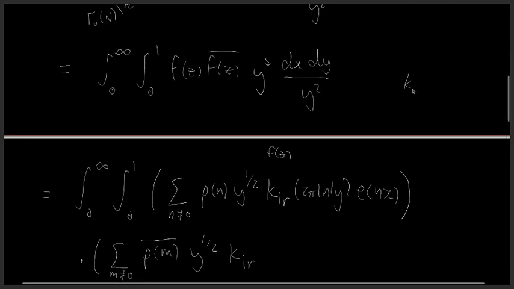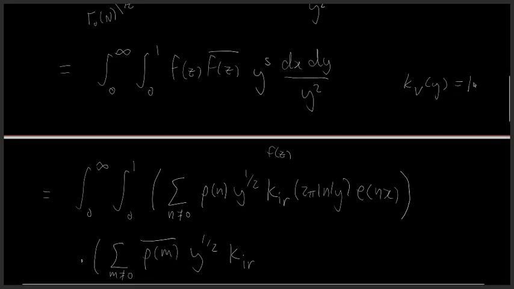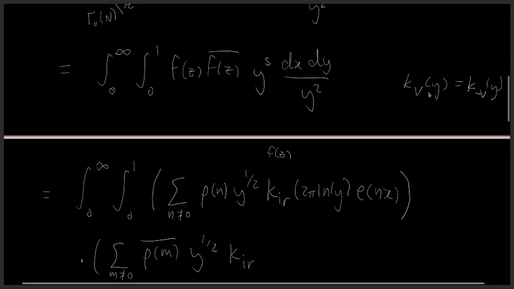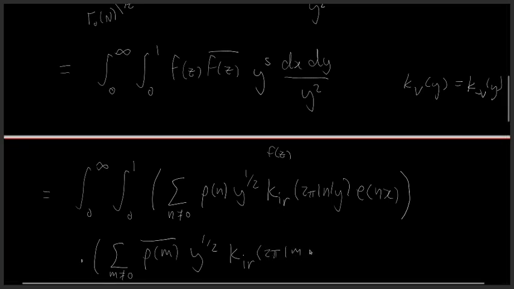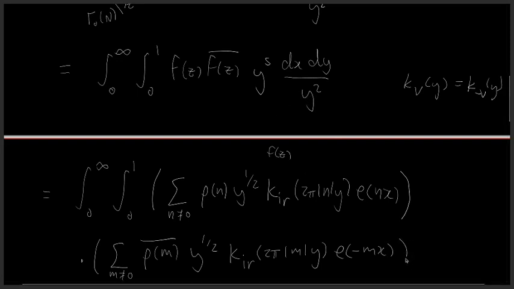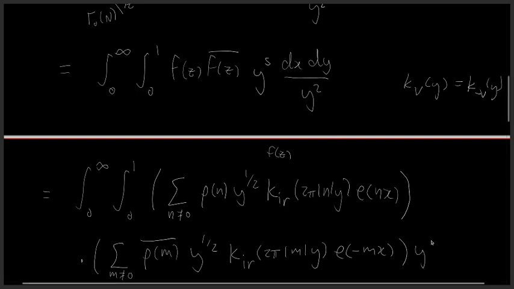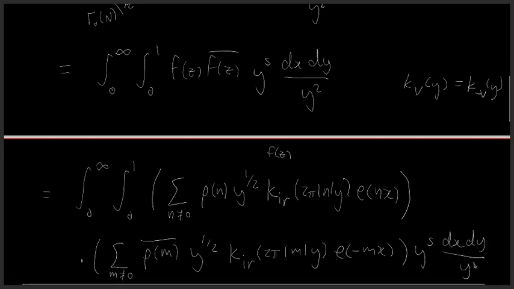if you have the K Bessel function evaluated at, say, v at y, this is equal to the K Bessel function at minus v at y. And this was just immediate from this change of variables, t goes to 1 over t in the definition. So we get this, and then we have our 2 pi m y, e, and here we have minus mx because of the complex conjugate. And then we have our y to the s dx dy over y squared.